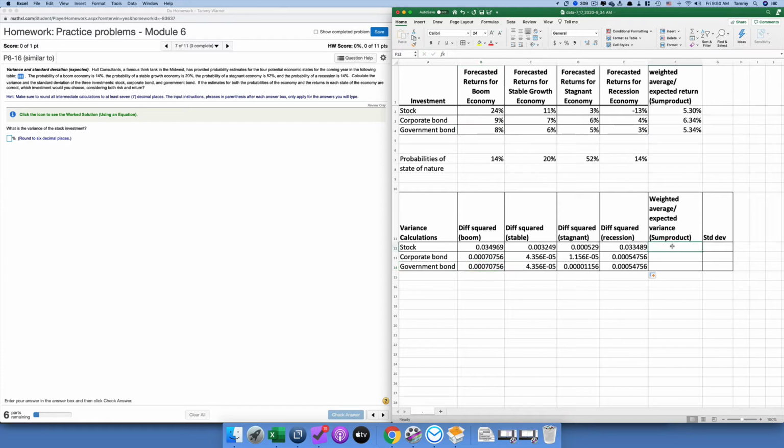Okay, so now we need to calculate the expected variance. So that's the 14% times this plus 20% times that plus 52% times that. And as we recall, that is our Excel function called SUMPRODUCT. And so we can pick up these, make them absolute in the row value.